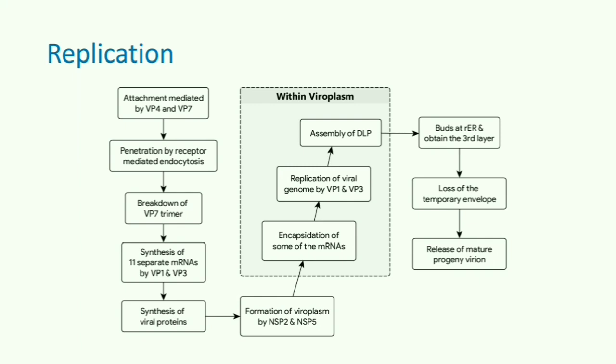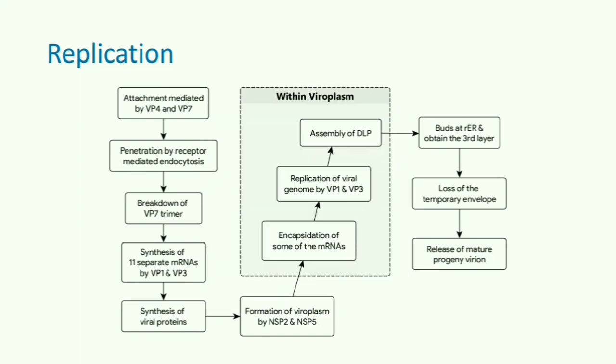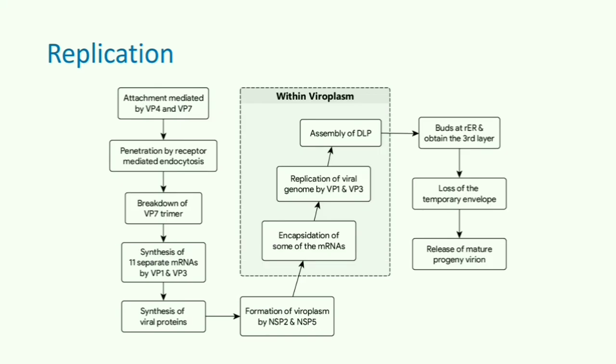I have shown earlier that VP1 and VP3 are anchored on the inner side of the VP2 core. That's why after initial encapsulation, VP1 and VP3 produce the minus strand from the positive polarity mRNAs, and thus the double-stranded viral genome is formed. After that, double-layered particles, that is DLPs, are assembled within the viroplasm after a second round of encapsulation by VP6, and then these DLPs migrate to the endoplasmic reticulum.